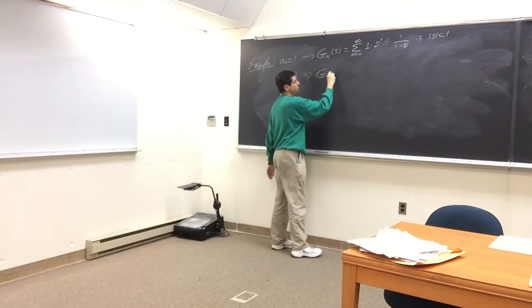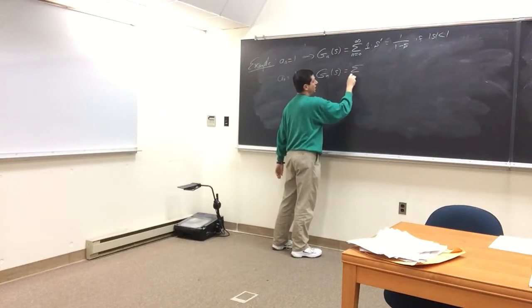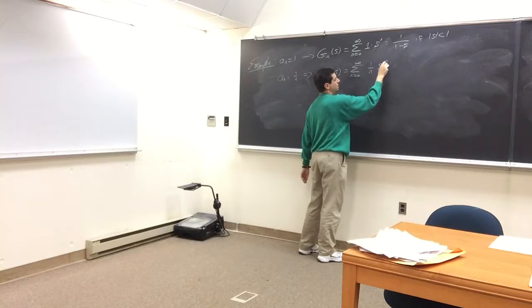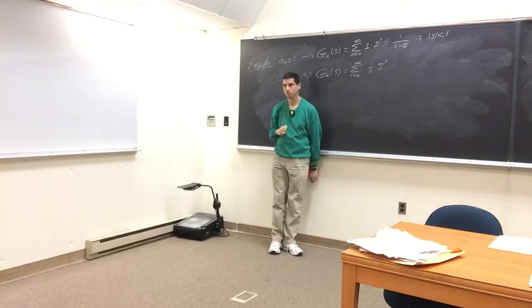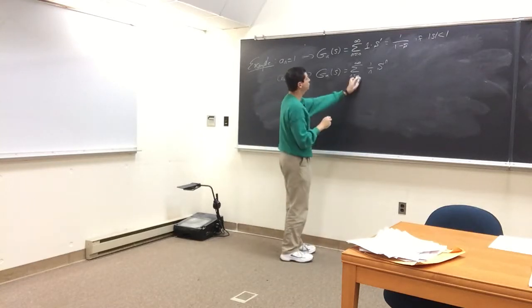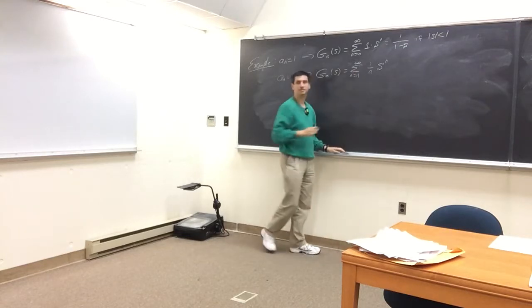All right, the next one was a_n equals 1 over n. This gives the generating function G_a(s) is the sum, n goes from 0 to infinity, of 1 over n s^n. And the question is, is there a nice closed form expression for this? We would have a problem with n equals 0. Yeah, you're right. So for this one, we should actually start it at 1. Thank you.